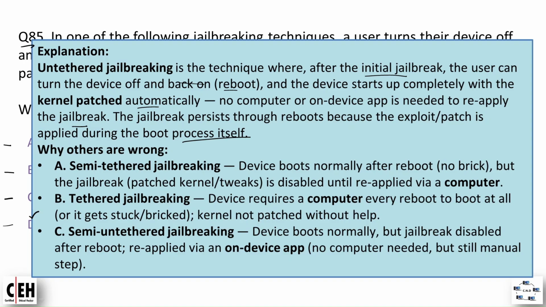Why the other options are wrong? Option A, semi-tethered jailbreaking: the device boots normally after reboot, no brick, but the jailbreak patch, kernel tweaks, is disabled until reapplied via a computer. Tethered jailbreaking is where the device requires a computer every reboot to boot at all, or it gets stuck or bricked, kernel not patched without help. And semi-untethered jailbreaking: the device boots normally but the jailbreak is disabled after reboot, reapplied via an on-device app, no computer needed but still a manual step.